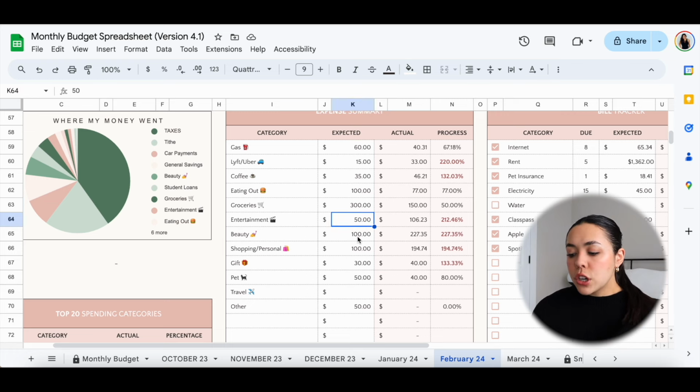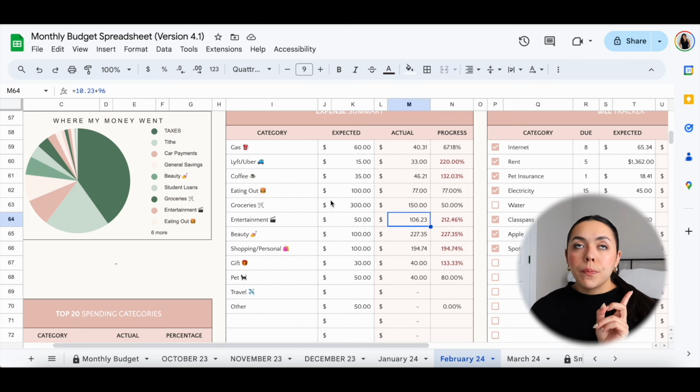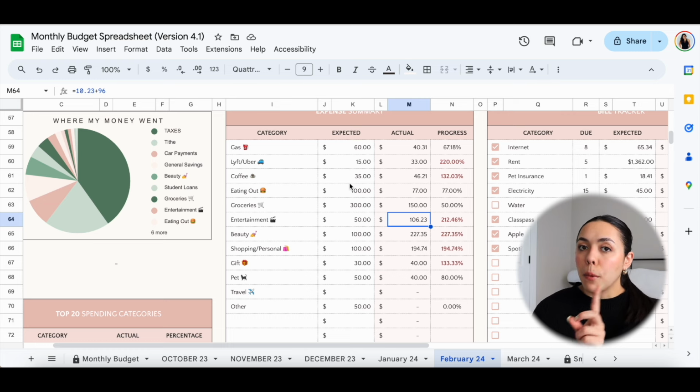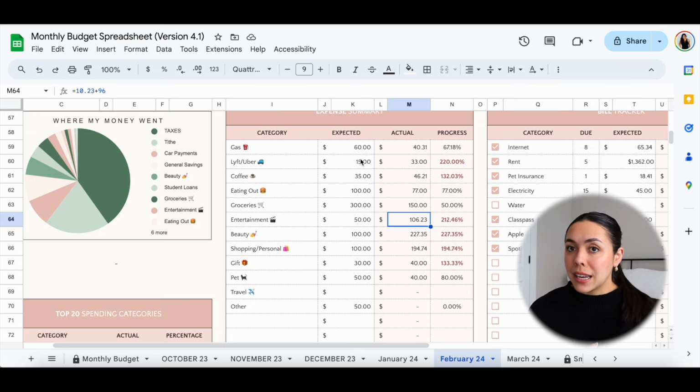Entertainment, I budgeted $50, but ended up spending $106. I reserved a pickleball court in Nashville for my friends for one Sunday. That was $10. And then also my friend offered me a ticket to Olivia Rodrigo. This is actually next month in March, but I just went ahead and put it in February's budget because I Venmo'd her in February. And she got a great deal on these tickets. That's why I said yes.